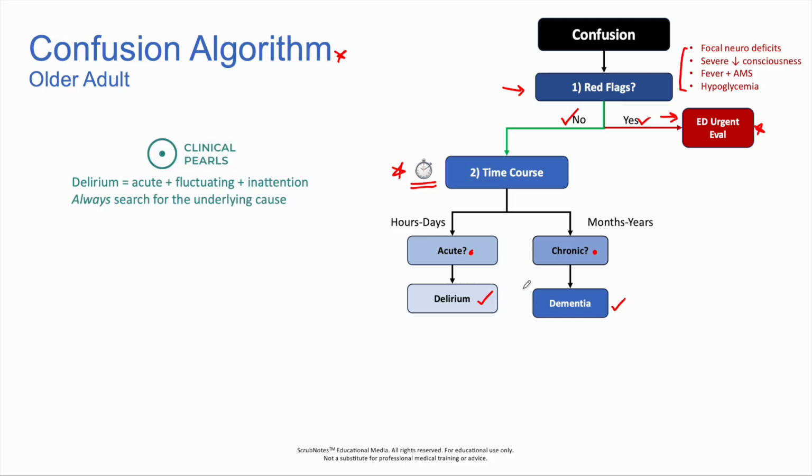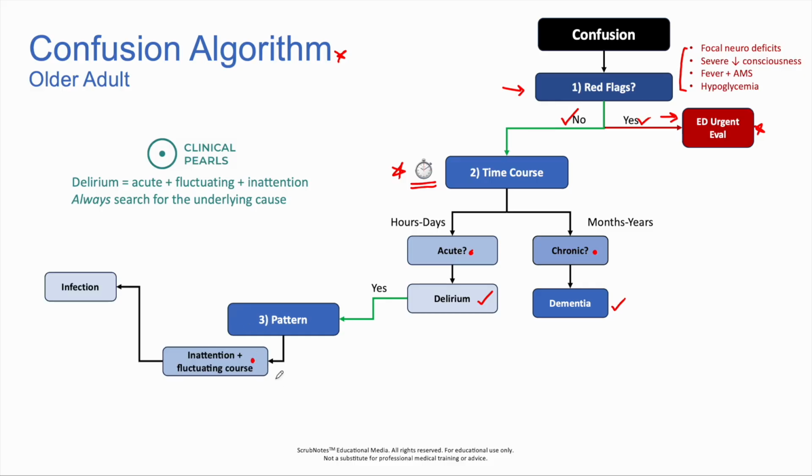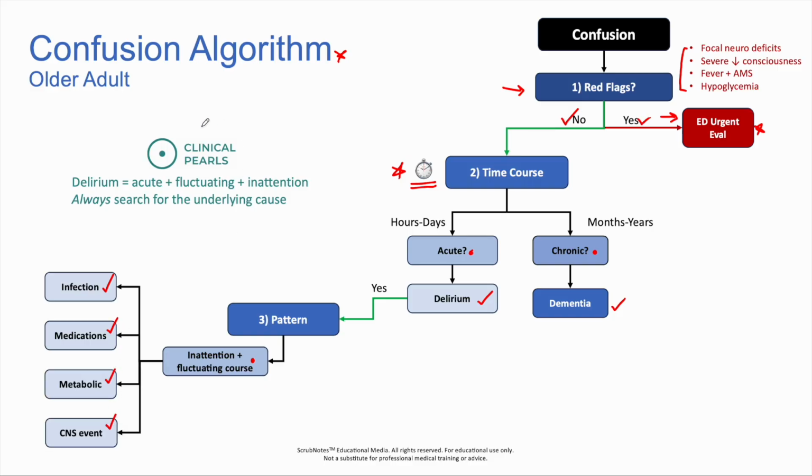So if there are signs of delirium, we would use patterns to help us narrow it further. Do they have any inattention or fluctuating course of symptoms? That could be indicative of infection, medications, metabolic causes, or even a CNS event. Your key clinical pearl here is that delirium is acute plus fluctuating plus inattention. So you always need to find the underlying cause of delirium. We can't just leave it at delirium.